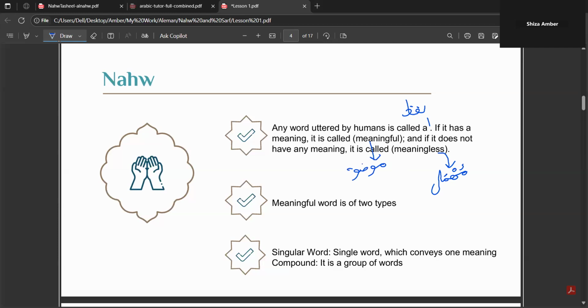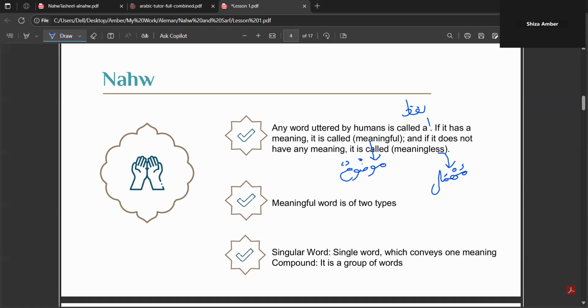These are the two terminologies that I'm giving you right now, and these are the basic concepts. I hope they're not very difficult for you. So muhmal is the one that is meaningless, mawzu is the one which is meaningful, and any word that is uttered by a human being is known as a lafz. All right, perfect.